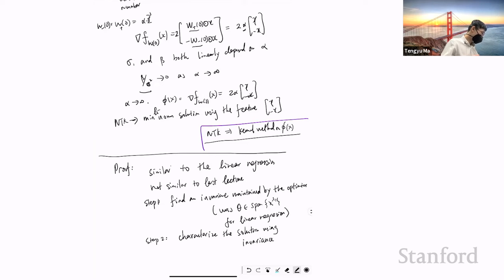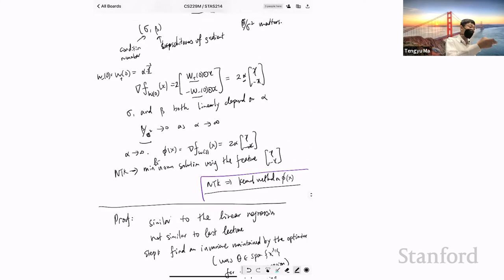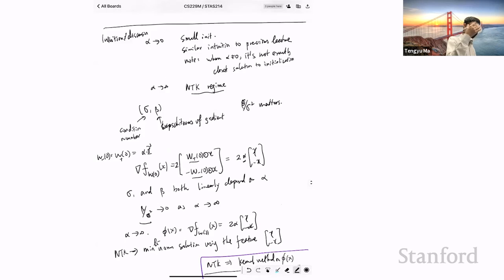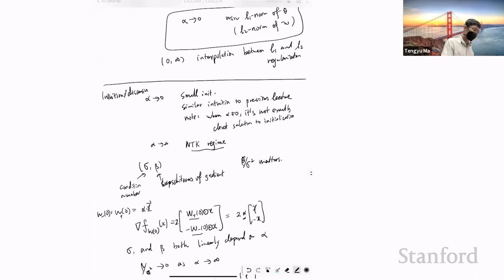And there's nothing about population versus empirical. Everything is empirical here. I didn't even define where the data come from. I only tell you that this is the minimum norm solution such that the empirical error is 0. I don't have to care about population at all.